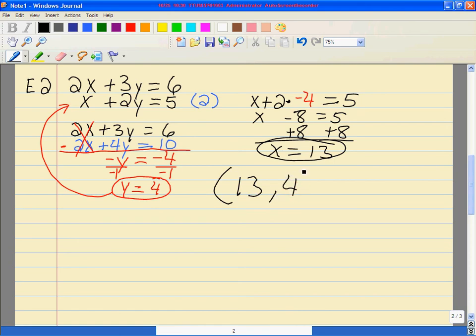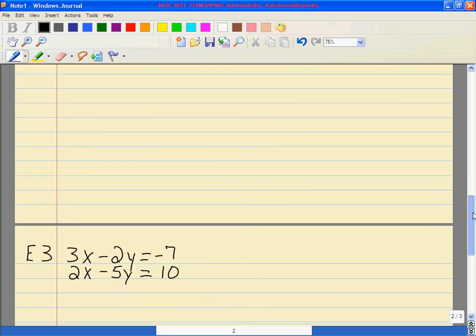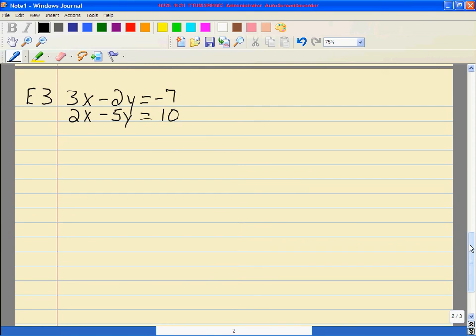So if I'm going to write my ordered pair, that would be 13, 4. So this is the second type of system of equations, where we can use one step to solve to get one of our coefficients to cancel out. The third type that we'll look at is where we'll have to multiply both equations by something to get a cancellation. So we got 3x minus 2y is equal to negative 7, and 2x minus 5y is equal to 10.